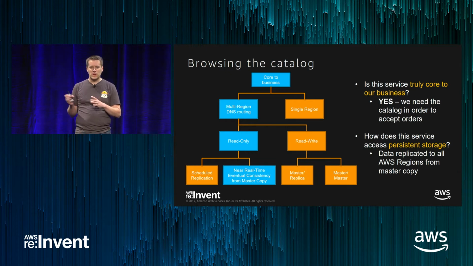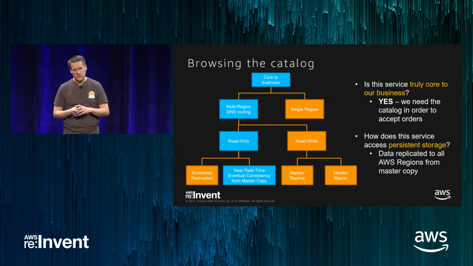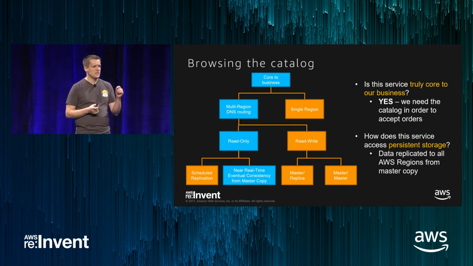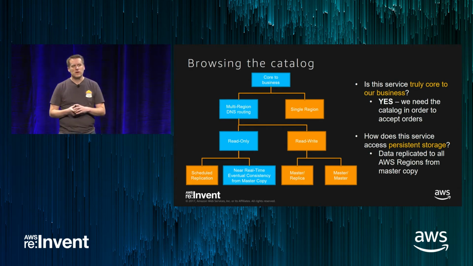And how are we getting those updates? There are two different paths here. One is a scheduled replication, but in this case, we think that's a little bit too much latency. That's part of the judgment we need to make here. So instead, we go with near real-time replication, eventual consistency from a master copy.